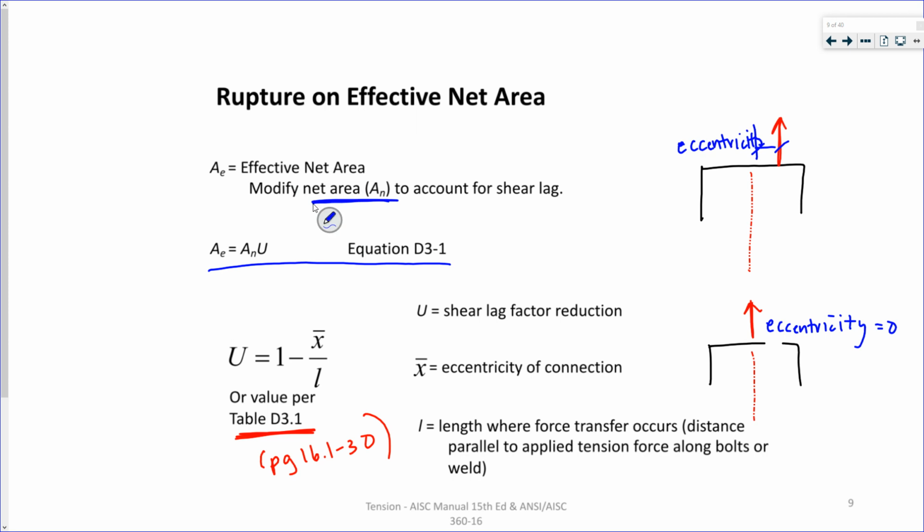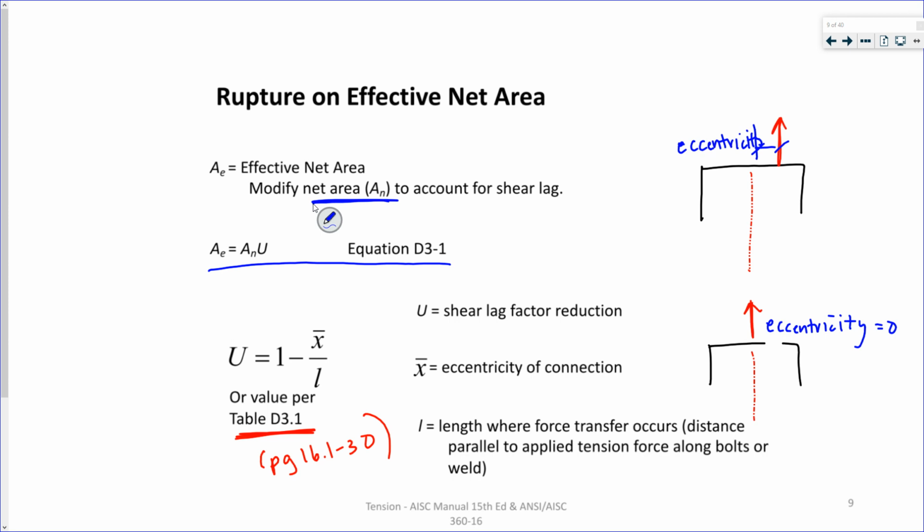Eccentricities often invoke additional moment, which is why they need to be accounted for. Your shear lag factor is based off of how far away your connection is from the centroid of the section, because loads act at the centroid of a structural steel cross section, and how long your connection is.